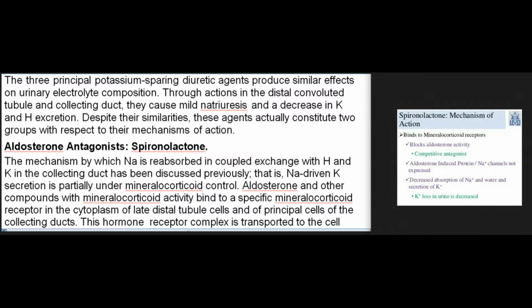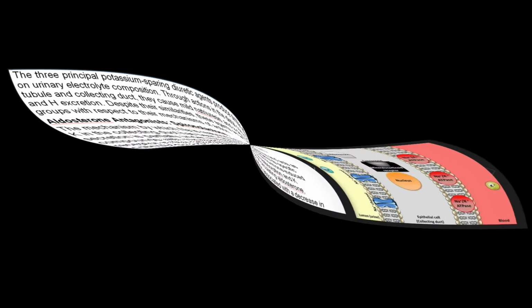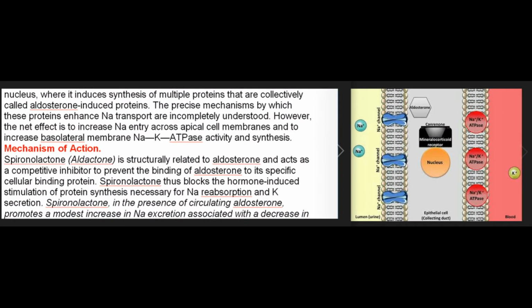This hormone receptor complex is transported to the cell nucleus, where it induces synthesis of multiple proteins that are collectively called aldosterone-induced proteins. The precise mechanisms by which these proteins enhance Na transport are incompletely understood. However, the net effect is to increase Na entry across apical cell membranes and to increase basolateral membrane Na-K-ATPase activity and synthesis. Mechanism of action.